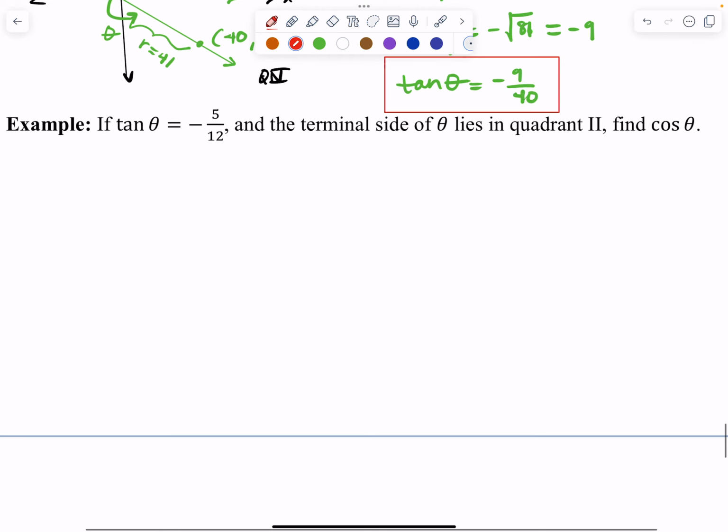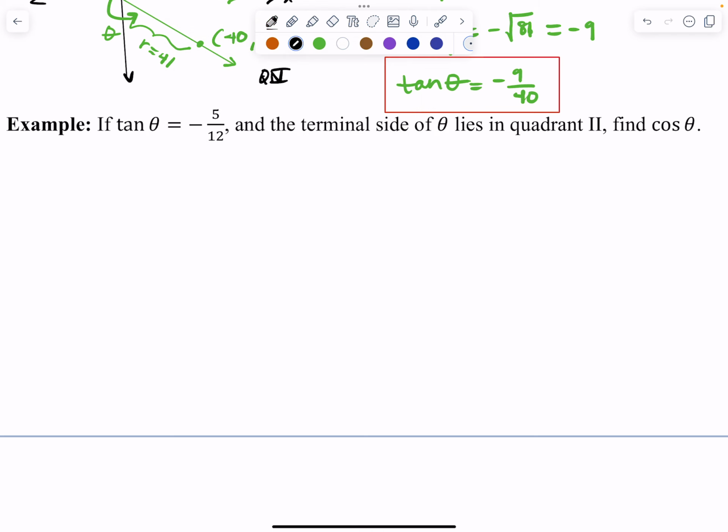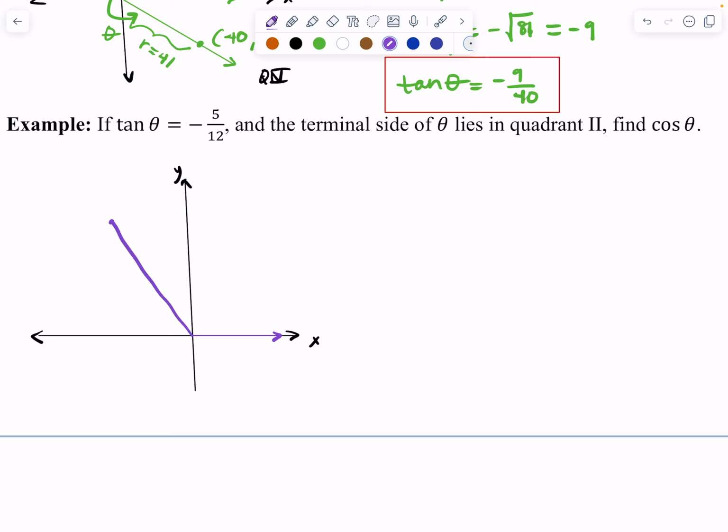But we are given that tan theta is equal to negative 5/12 and that theta lies in quadrant 2. And we are trying to find what cosine of theta would be. Okay, so I just draw an angle that terminates in Q2. It's just a sketch. So knowing that tangent of theta is negative 5/12.